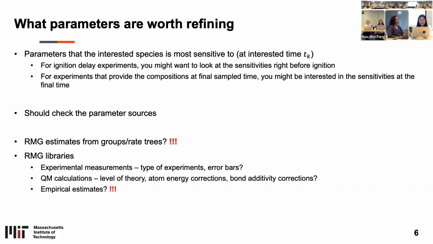And the libraries can have many different sources, like experimental measurements or quantum chemical calculations. For those cases, you should really check what type of experiments they are and what the error bars are. For calculations, you should check their level of theory and whether they apply any sort of corrections to improve their accuracy. And if it's from empirical estimates, you want to refine those parameters as well.